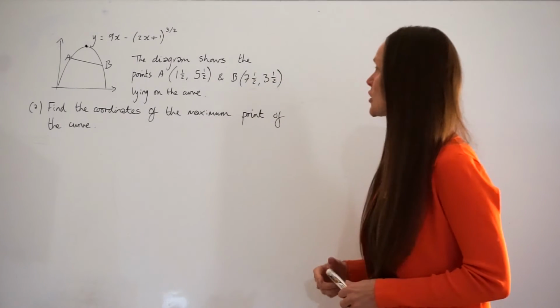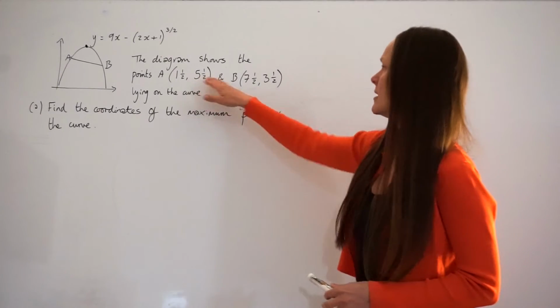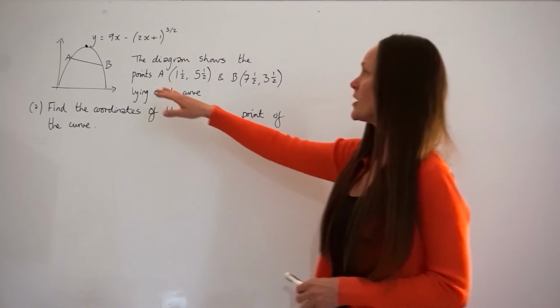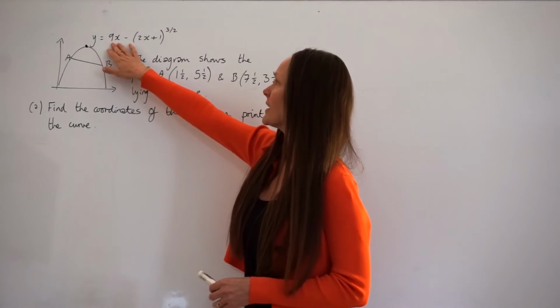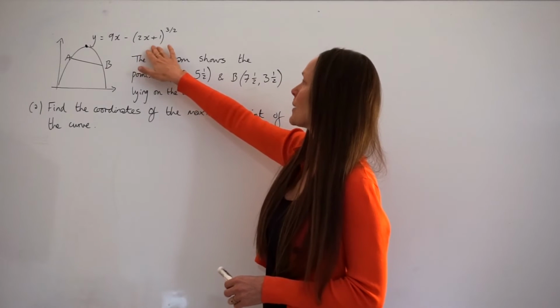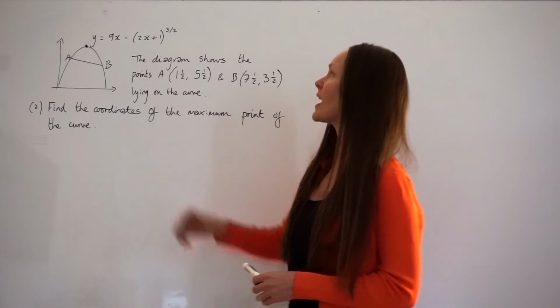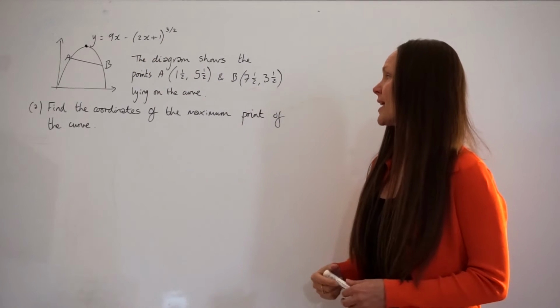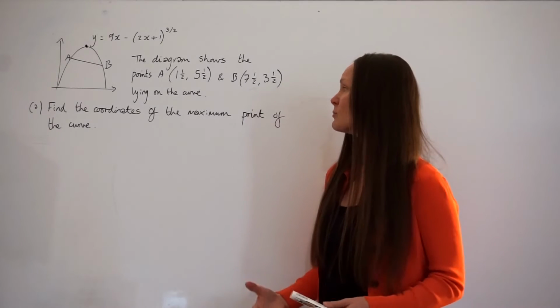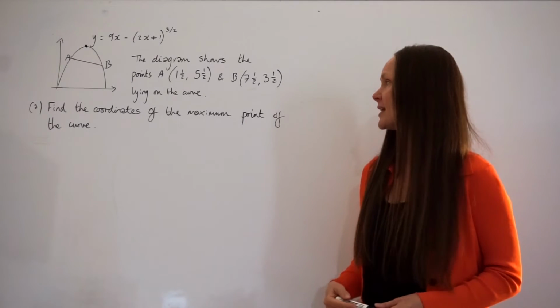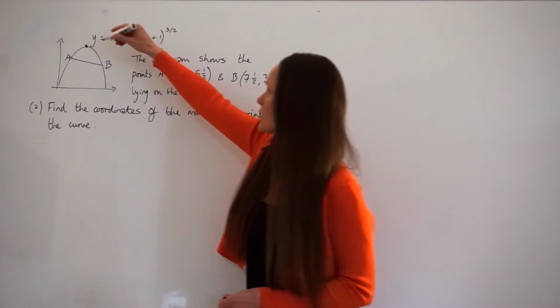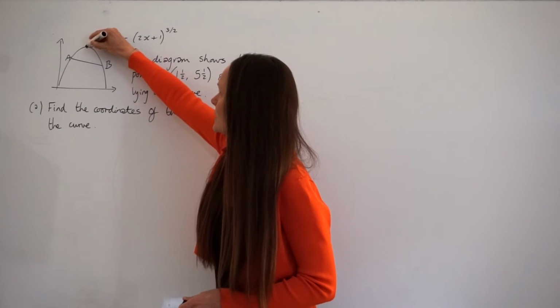In this question, the diagram shows the points A and B lying on the curve, and the equation of the curve is y equals 9x minus (2x plus 1) in brackets raised to the power of 3 over 2. We have to find the coordinates of the maximum point of the curve in part A. So the maximum point, I've just marked here, is at the top.